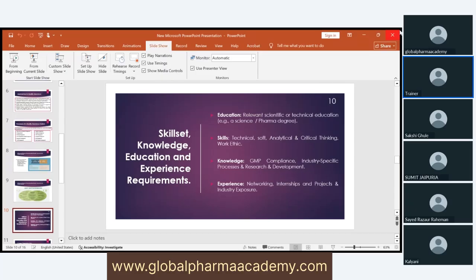Next is projects and industry exposure. So get an internship or training in the industry itself, because industries look for candidates who will be hired for some temporary roles, not permanent roles, but temporarily on a contract basis. Those roles as a fresher will be very useful.